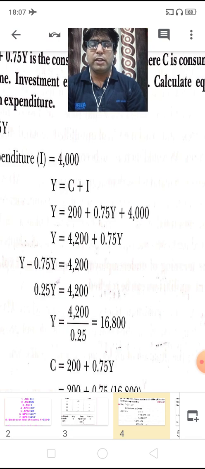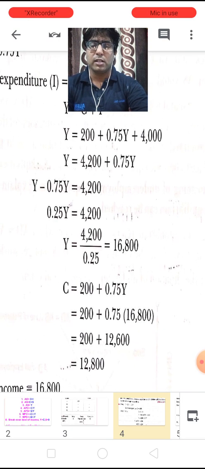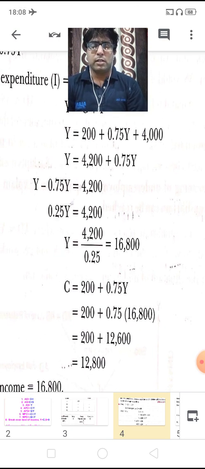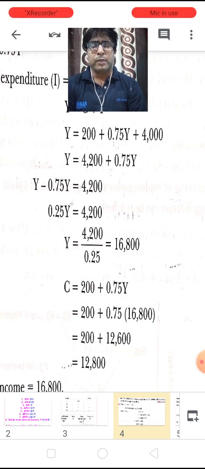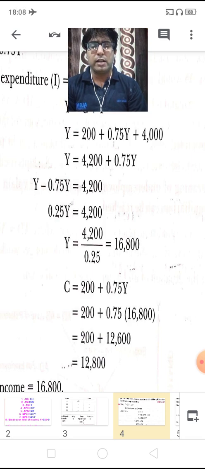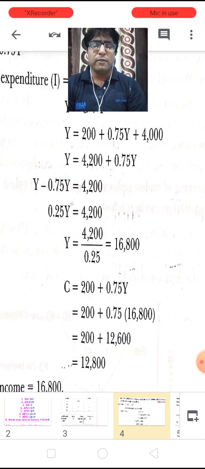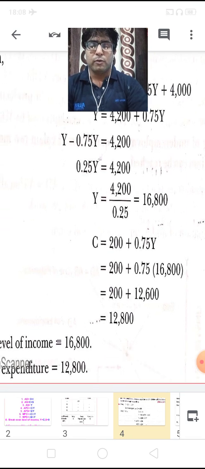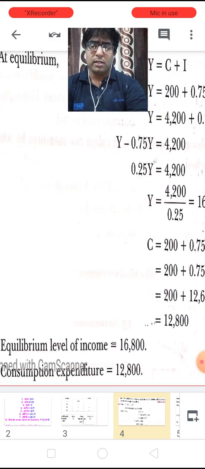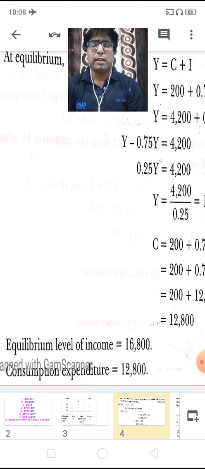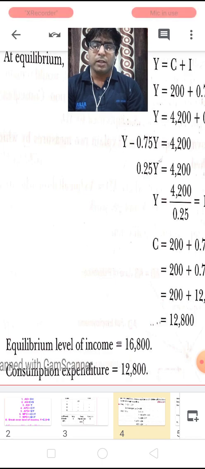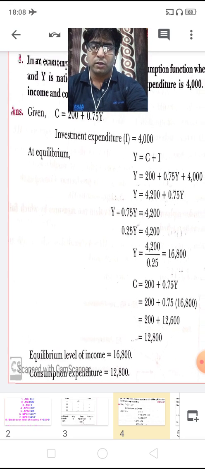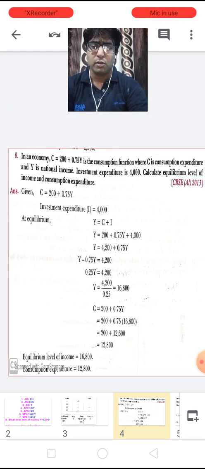And once we get the value of income, we can find the consumption expenditure. See, the consumption equation is given as 200 plus 0.75Y, and by putting in the value of Y, that is 16,800, we get the value of consumption, that is 12,800. So children, this is the way we find the equilibrium level of income as well as the consumption expenditure. So now let us move on to our next question.